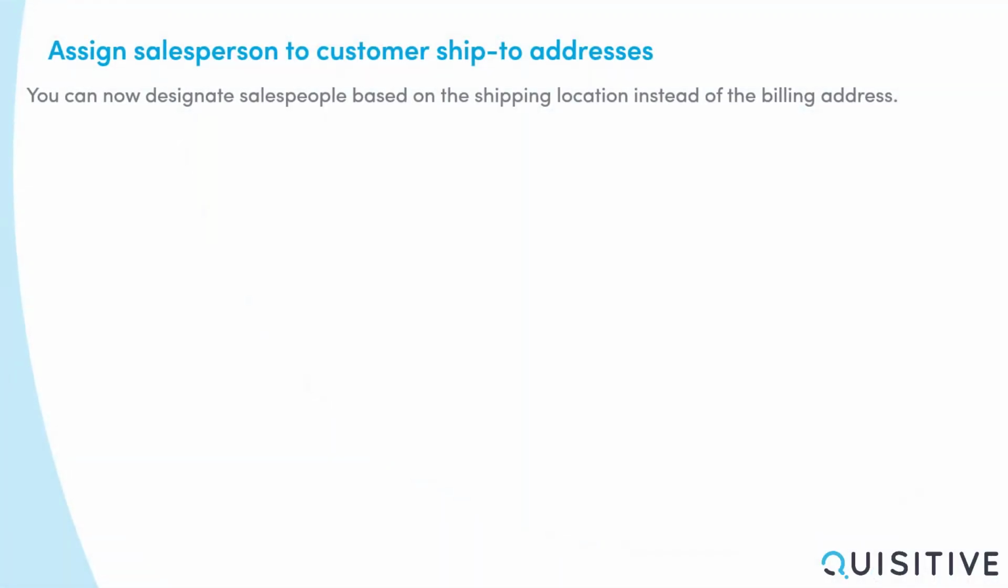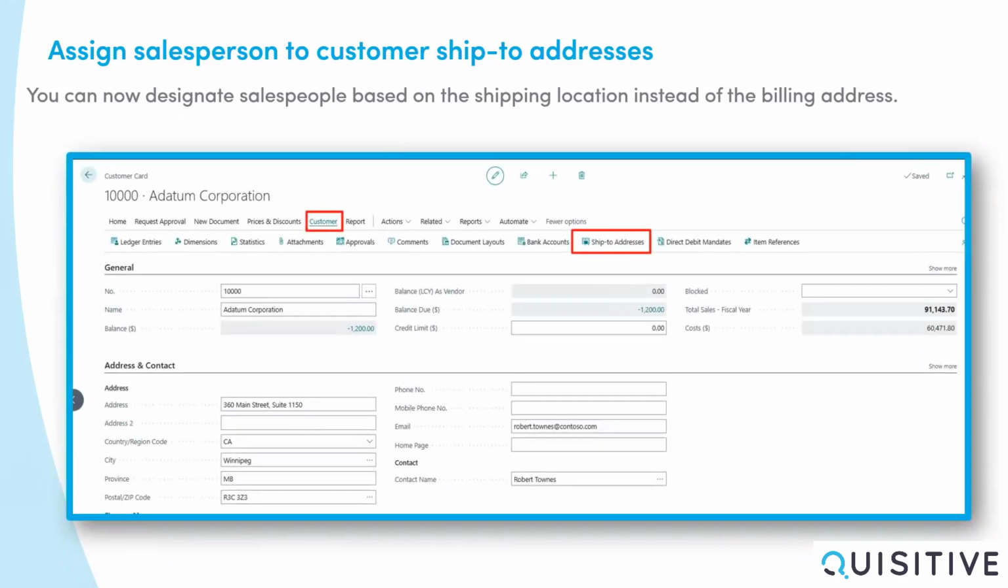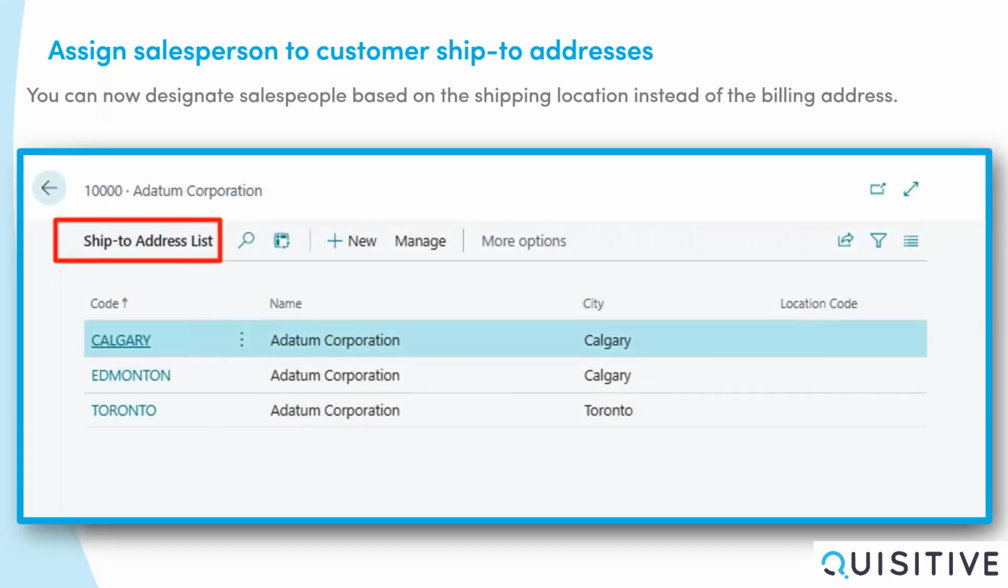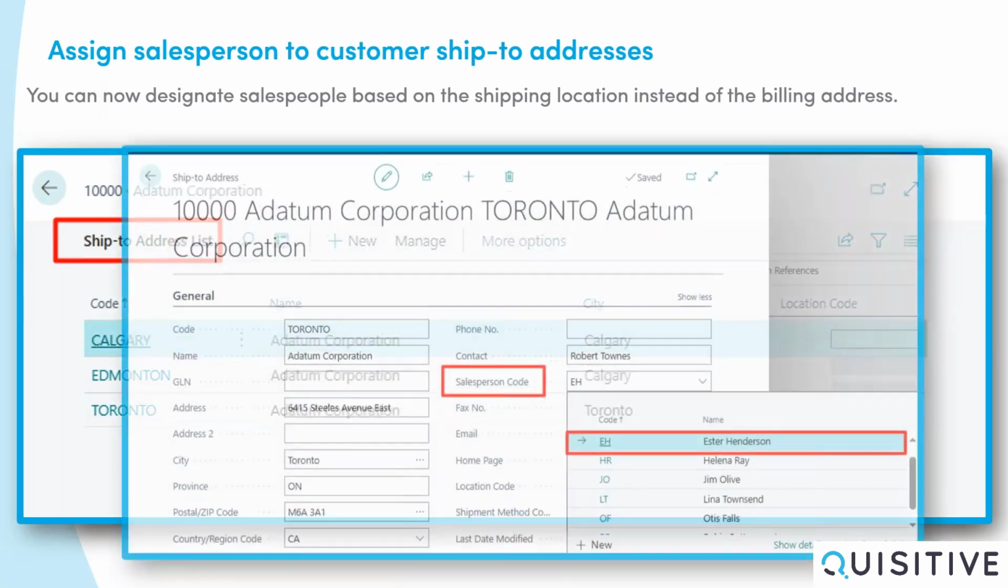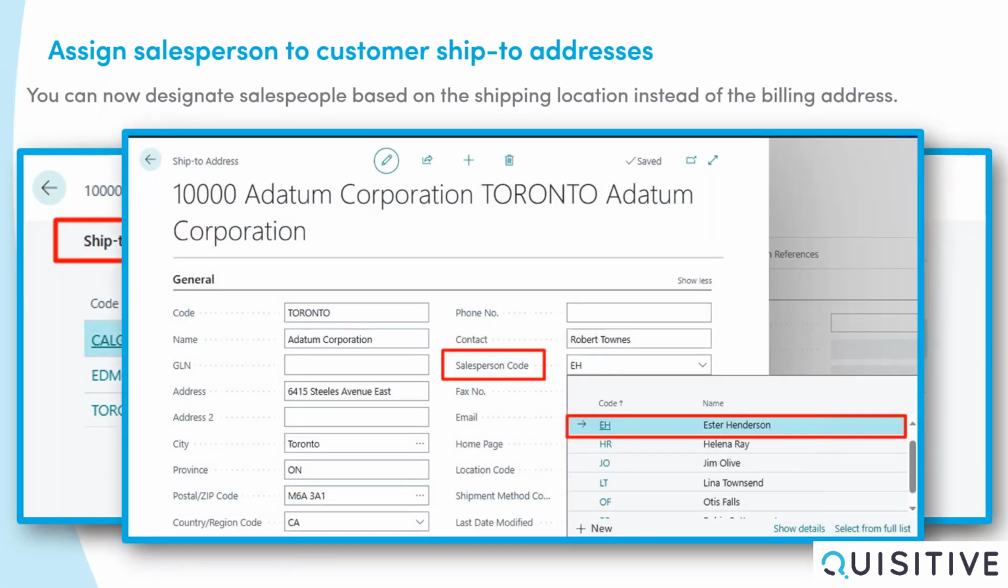You now have the ability to assign a salesperson directly to a customer's ship-to address. Here's how. Navigate to the customer card page, select the customer you are working with, and then under Customer, click on Ship-to Addresses. This will take you to the Ship-to Address list page. From there, select the relevant ship-to address and assign the salesperson responsible for the customer's ship-to address.